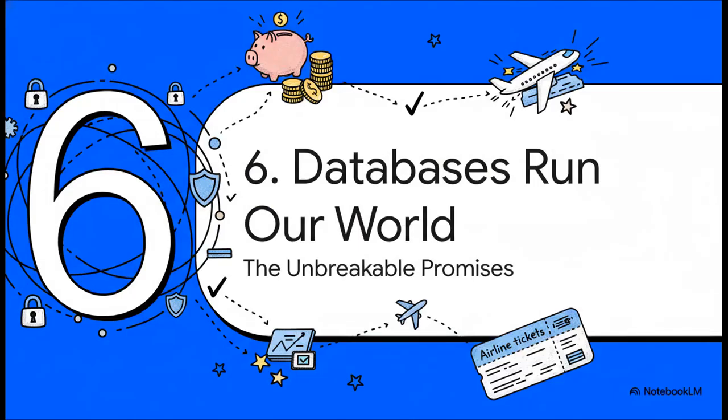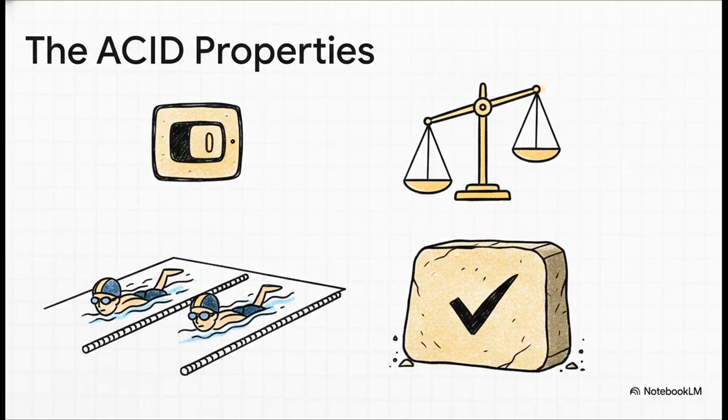So all of this stuff, the design, the language, the organization, it all comes together to let databases make some unbelievably important guarantees. These are the unbreakable promises that allow us to trust them with our most critical information, from our money in the bank to our airline tickets. These are famously known as the ACID properties, 4 unbreakable promises. Atomicity means a transaction is all or nothing. Your flight gets booked, and the seat is marked sold, never just one or the other.